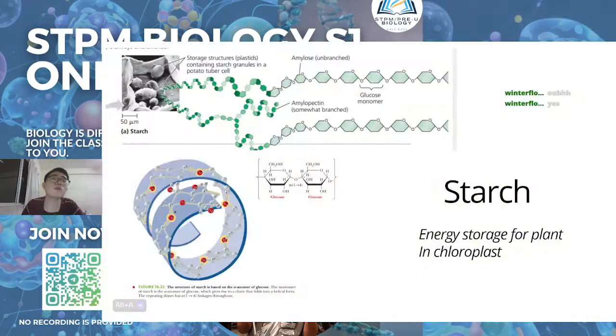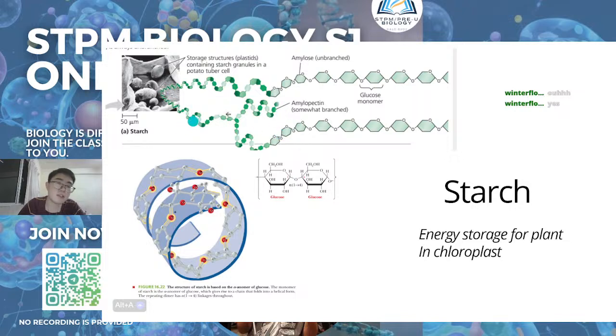Okay, so one of the examples is starch. So starch is made from alpha glucose. So if you see here, see these two structures. Starch normally has a helix structure. You see here, helix structure. So it will have only one line. One line only, normally.